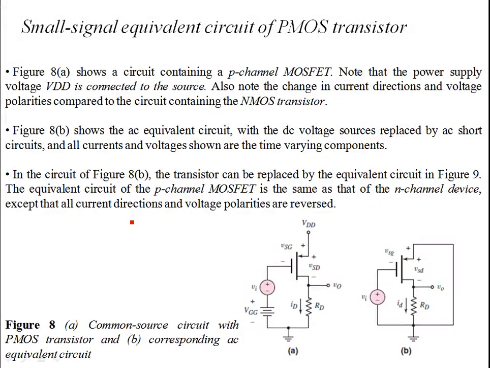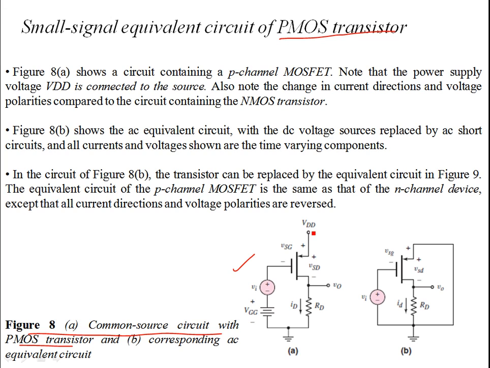AC equivalent circuit that we derived in part 37 of this lecture series. For the NMOS device, we have a very similar AC equivalent circuit and a small signal model for a PMOS transistor. You see these in figure 8A, you have a common source circuit with a PMOS transistor. The only difference between this configuration and an NMOS device is the reversal of current.